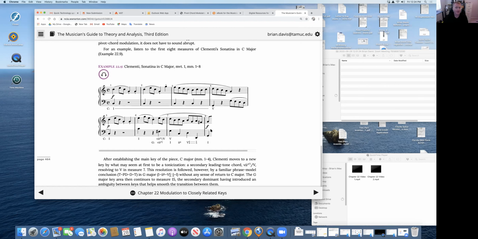Not really a half cadence. That's an authentic cadence right there, D to G. So that's where there's a really good abrupt modulation, even though it's fast. It flies right through, and it just has really good voice leading and predictable resolutions. And that's how you do excellent abrupt modulation.